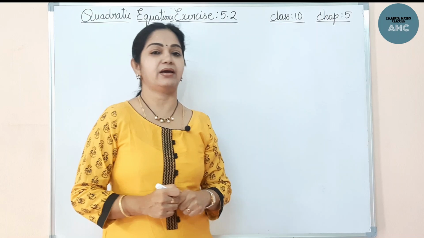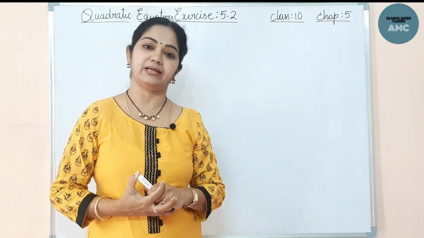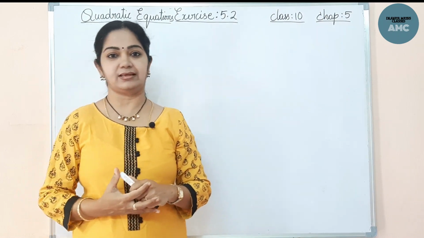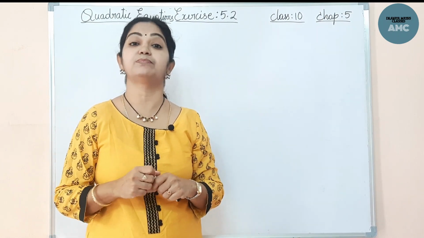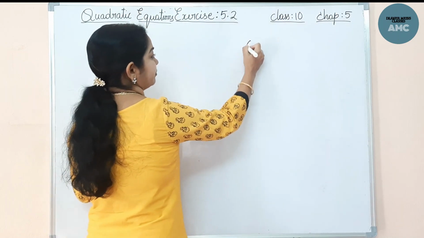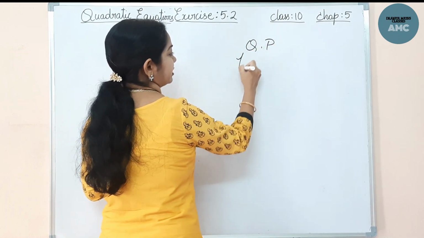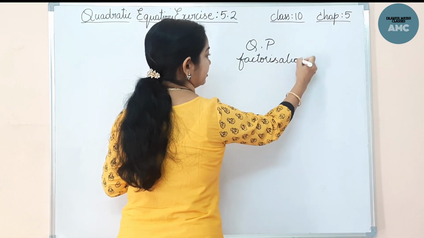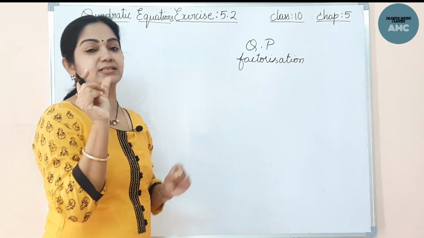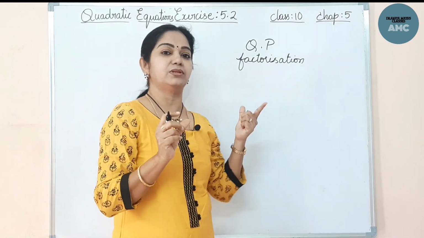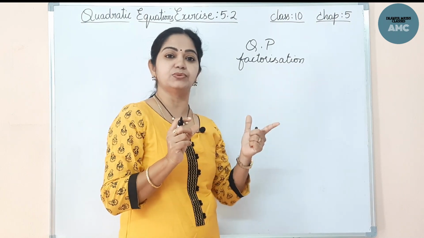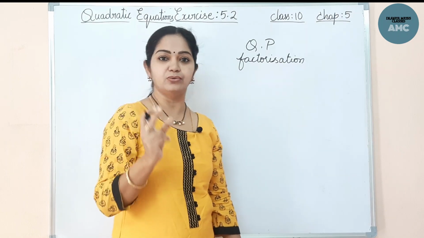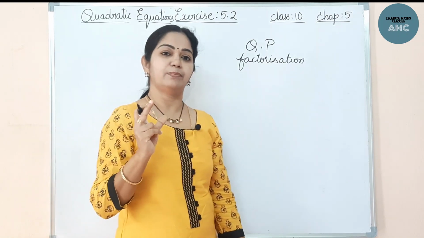Now here we have the factorization of the quadratic equations. Children, you have learned in your previous class, in the 9th class, how to factorize quadratic polynomials by splitting the middle term. The same thing we are going to use by splitting the middle term of the quadratic equation. We are going to find the roots or the zeros of the polynomial.